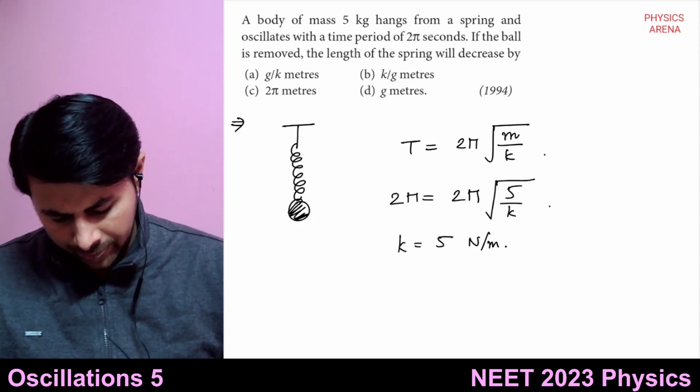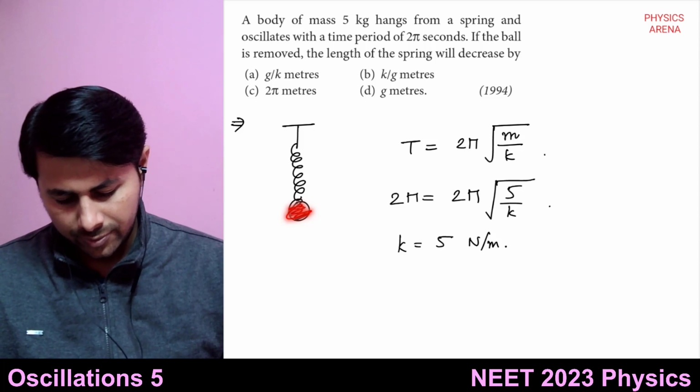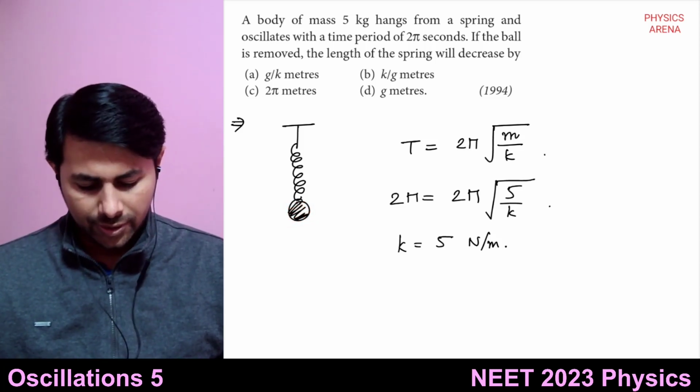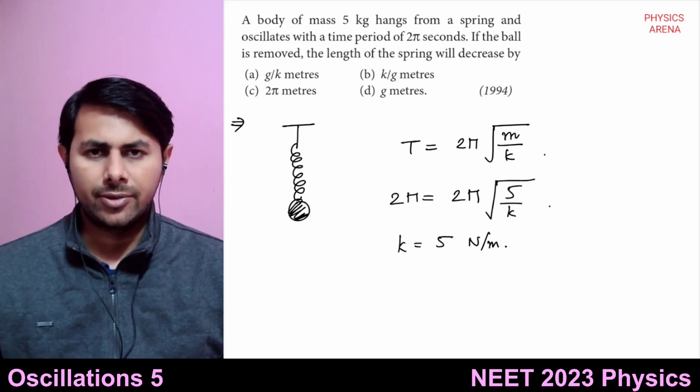Then if this body is removed, the length of the spring will decrease by? So now in equilibrium, what will happen?